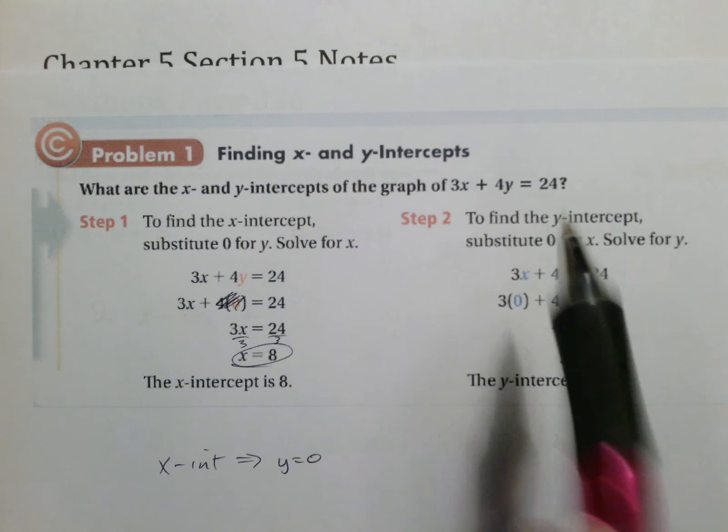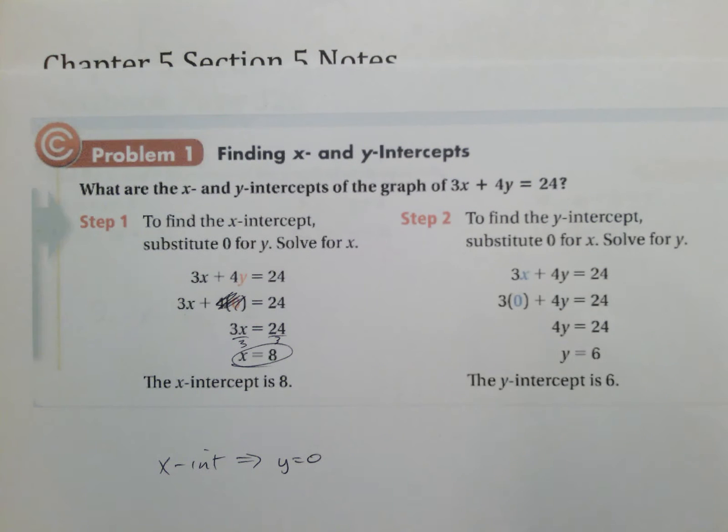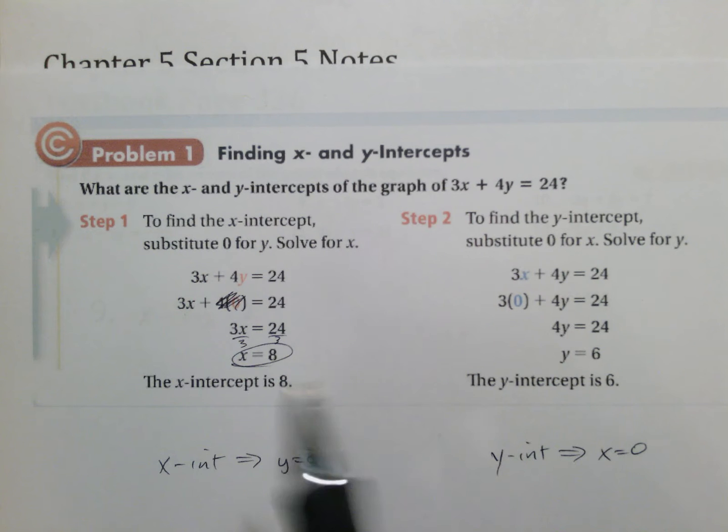It says step 2, to find the y-intercept, substitute 0 for x. So I guess your hint here is for your y-intercept, we need to put in x equals 0. Looks like you're just using the opposite letter. So if I want the x-intercept, plug in 0 for y, make y go away. If I want the y-intercept, plug in 0 for x, make x go away.